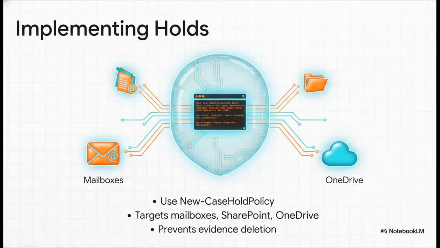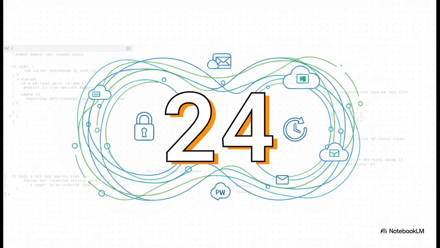All right, pay attention because this is where the biggest gotcha for new compliance admins is hiding. Like we talked about, you use New-CaseHoldPolicy to implement your holds. This targets and preserves your data across mailboxes, SharePoint, and OneDrive, completely locking it down to prevent evidence deletion during litigation. But there is a massive catch when it comes to cloud propagation speed. 24. That is the maximum number of hours it can take for a legal hold to fully propagate across all of your Microsoft 365 services.